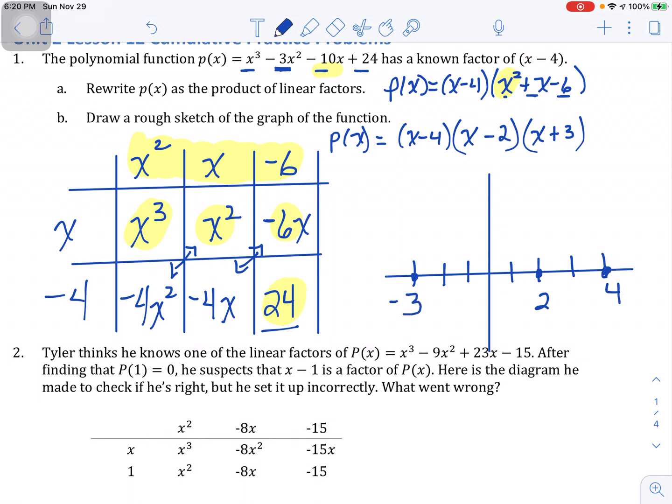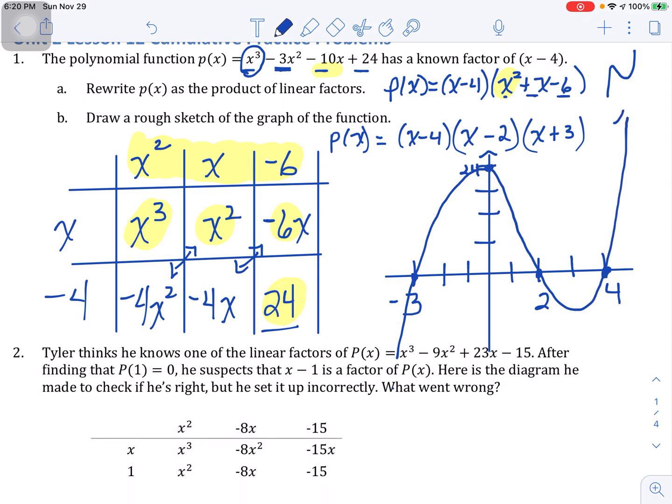The y-intercept is 24, so if we go up by 6's here on the y, we know that it goes through up there, so it's going to come down. Since this is positive x cubed, it's going to have this shape, and behavior will be down, then up, then it's going to go through here, and then back up, and then end behavior as x gets very large will be positive.